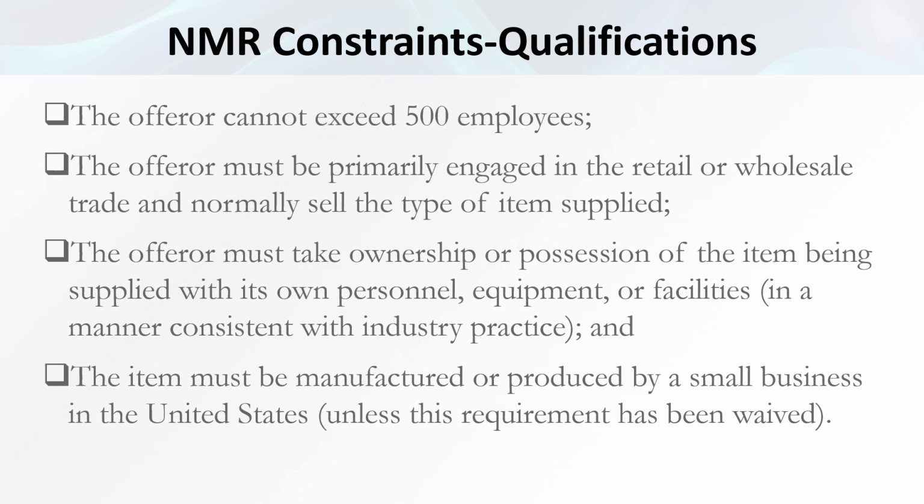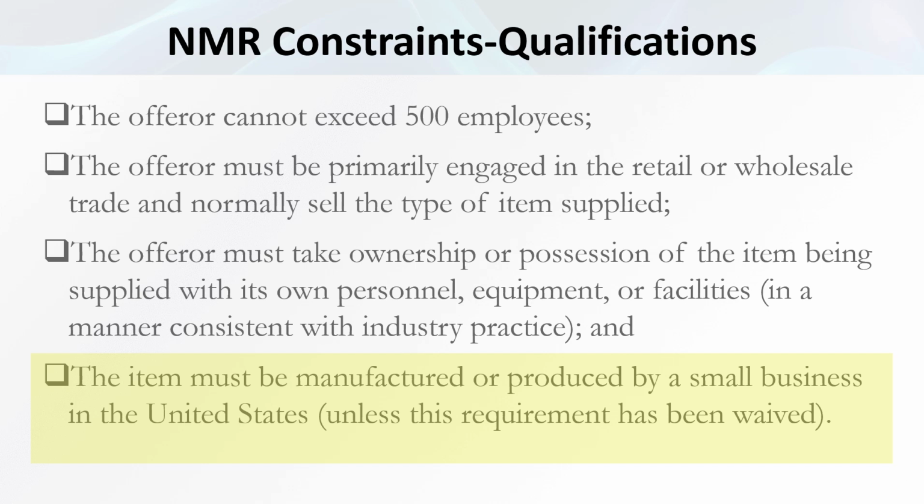In order to qualify as a non-manufacturer that can distribute products, there are certain caveats. The first is that the business size cannot exceed 500 employees. The second thing is the offeror must be primarily engaged in the retail or wholesale trade and normally sell the type of item supplied. Third, the offeror must take ownership or possession of the item being supplied with its own personnel, equipment, or facilities in a manner consistent with industry practice.